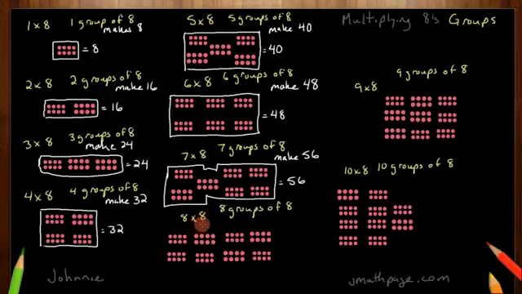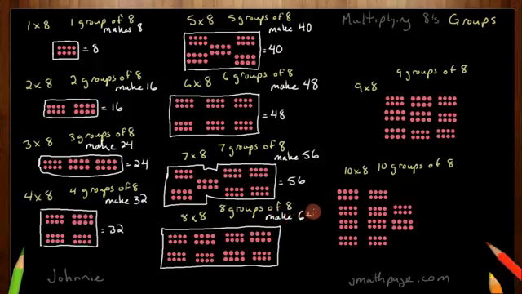What about 8 times 8? 8 groups of 8. 8, 16, 24, 32, 40, 48, 56, and 8 more make 64. So that tells us that altogether, 8 groups of 8 make 64. Or that 8 times 8 equals 64.